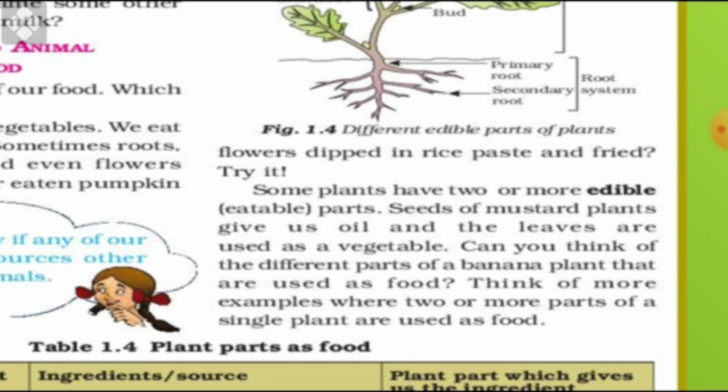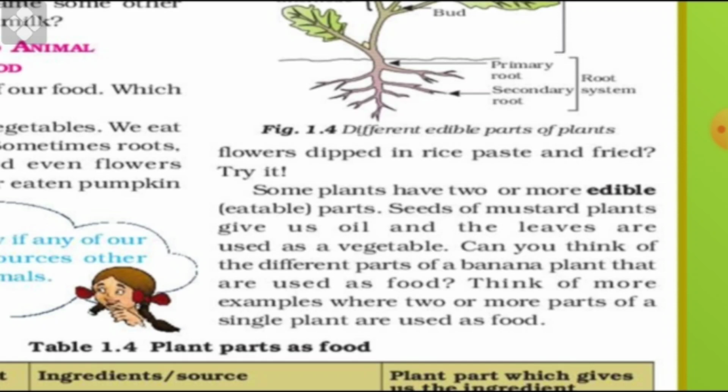Seeds of the mustard plant give us oil, and the leaves are also used as a vegetable. Can you think of different parts of the banana plant that are used as food? In the banana plant, the flower is eaten, the stem we eat, the raw banana we take as a vegetable, and the ripe banana we eat as a fruit. And also the banana leaf acts as a plate to serve the food.